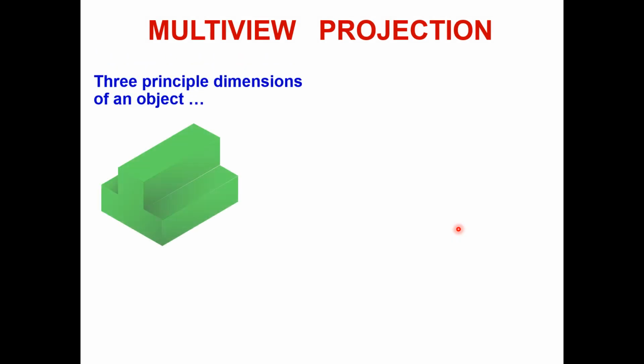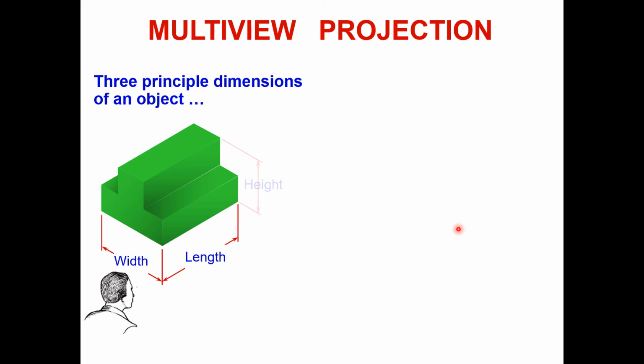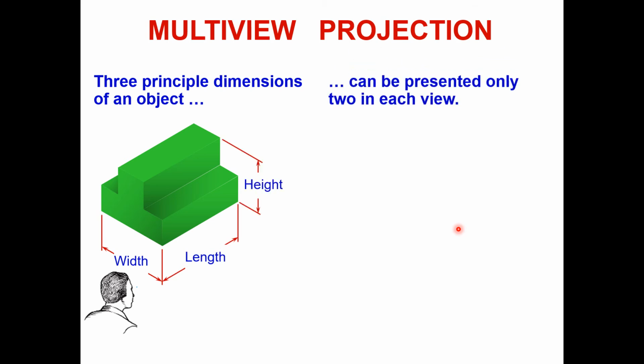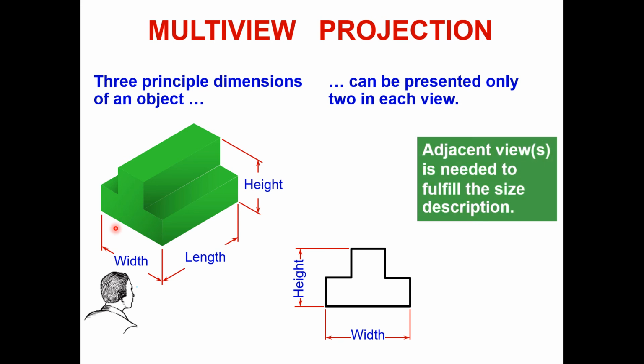Now in this lecture we will discuss only multi-view projection, which is important for generating drawings and sketches for engineering purposes. There are three principal dimensions of an object: width, length and height. You can also say width, height and length. Only two can be represented in each view. What it means is, when the observer sees this object from this side, he will see the width and height of this object.